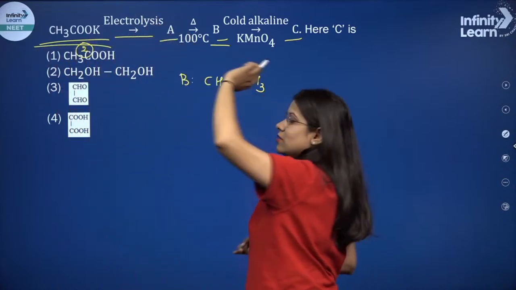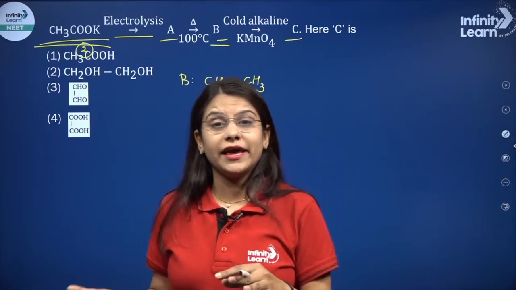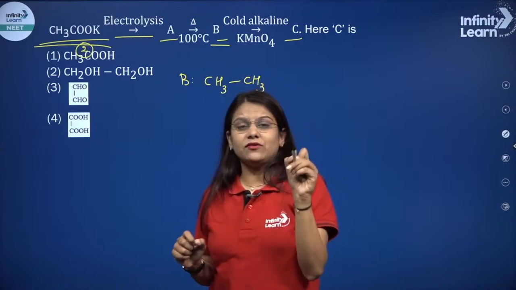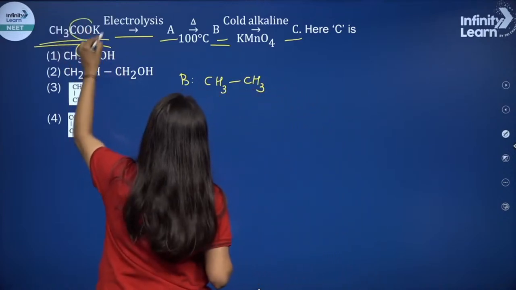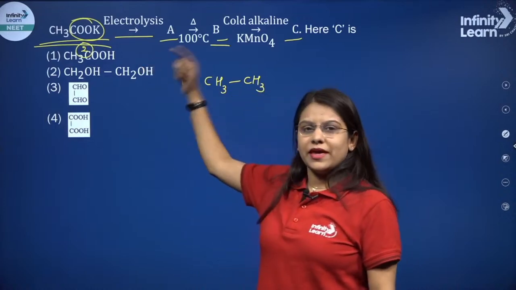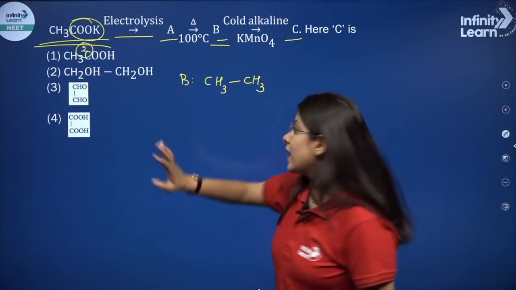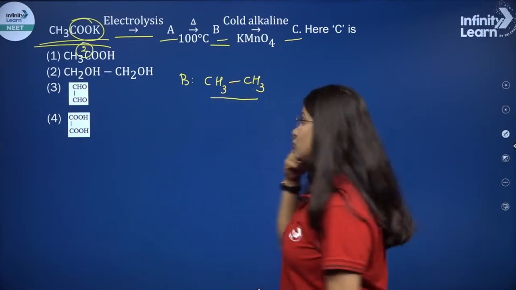After electrolysis followed by heating, what will be the product? We will be getting an alkane with double the number of carbon atoms. But you can say that in electrolysis dimerization is taking place. But after the removal of the CO, one carbon out of the two will go, then it will combine with the other molecule, so the final product B will be this. And along with it we'll be getting two CO2 molecules.